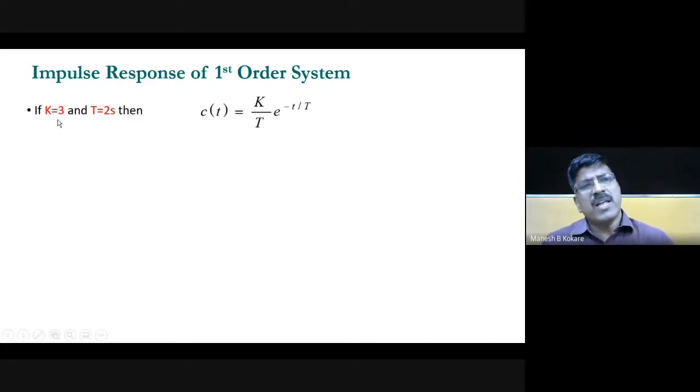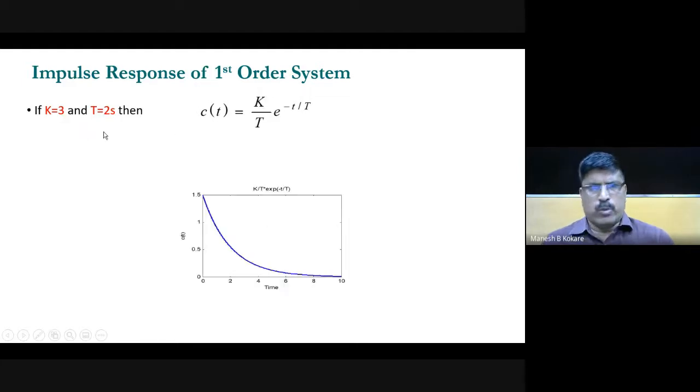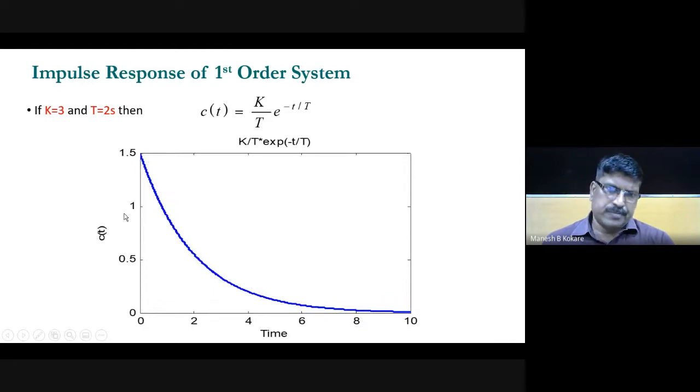Now, see that if the value of K is equal to 3 and T is equal to 2 seconds, so you take the time constant as 2 seconds and K as 3, what will be the response of this system? K by T means K is equal to 3 and T is equal to 2. So when t is equal to 0, at that time this will be K by T, which is 3 by 2, that means 1.5. So your response will be 1.5. And as t goes on increasing to infinity, it will reach 0.